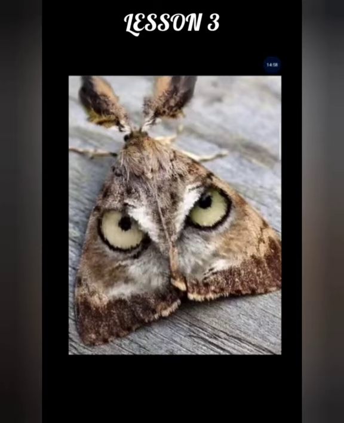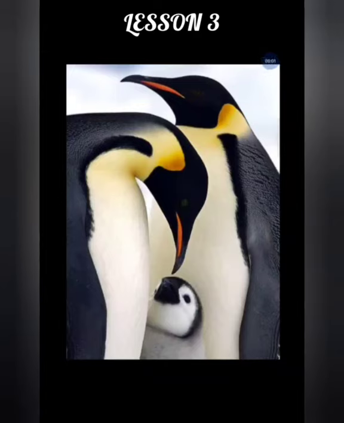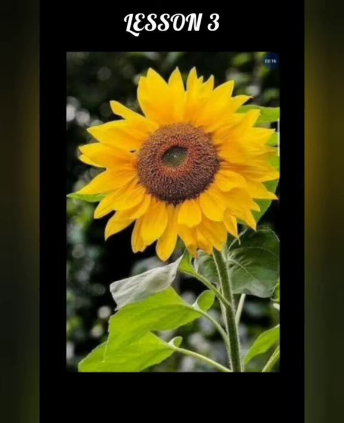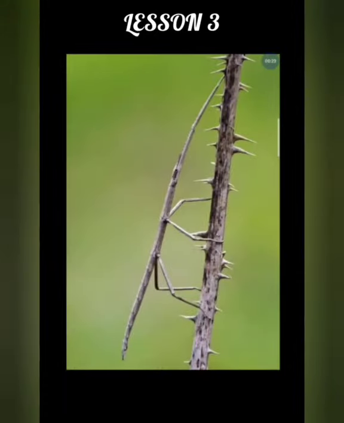Have you understood, children? Shall I revise one time? Listen. Penguins have wings like flippers to help them swim better. Second one is sunflower. The sunflower can move itself toward the sunlight. Third one is stick insect. It is an insect. It looks like twigs. Twigs means a small branch of a plant, so that predators cannot spot them easily.